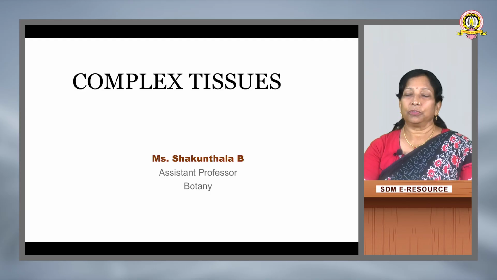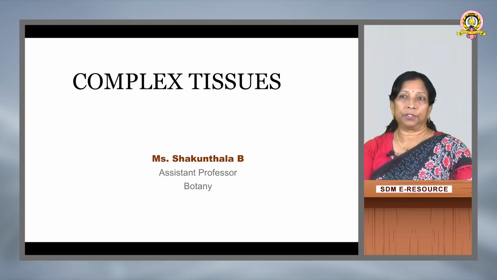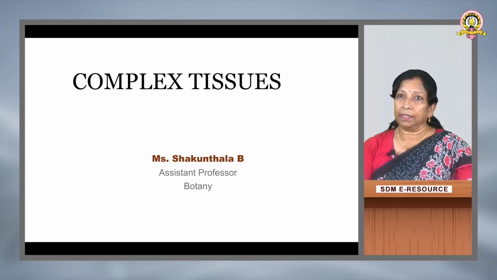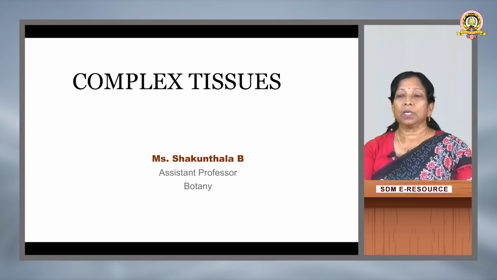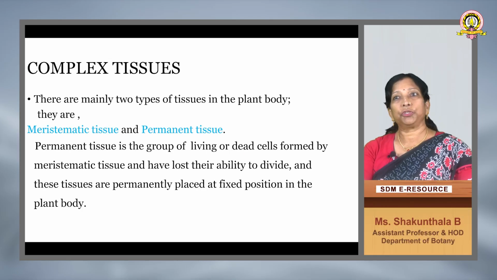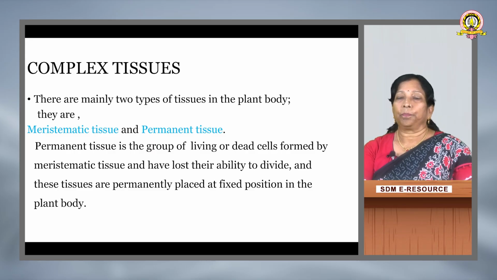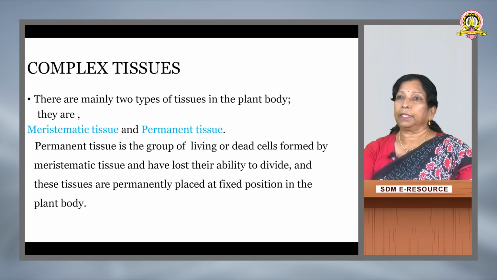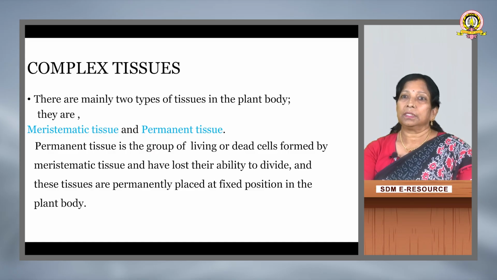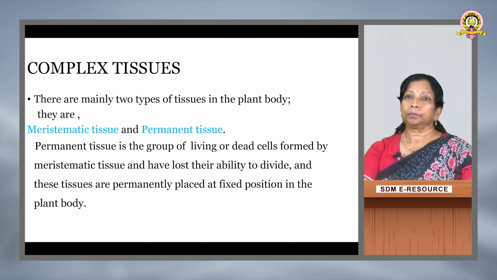Hello students, today I am going to deal with the topic complex tissues. Generally in plants, there are two types of tissues, meristematic tissue and permanent tissue. In permanent tissue, once again, we see simple permanent tissue and complex permanent tissue. So what is this complex tissue? The complex tissue is the one made up of different types of cells. Examples of complex tissues are xylem and phloem.